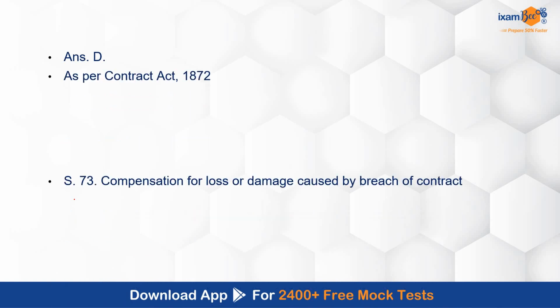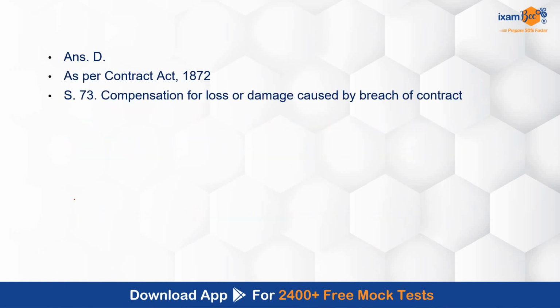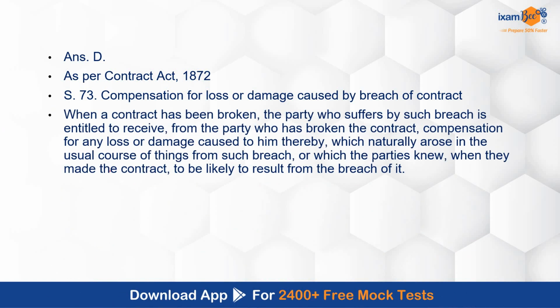As per Indian Contract Act, section number 73, compensation for loss or damage caused by breach of contract. When a contract has been broken, the party who suffers by such a breach is entitled to receive from the party who has broken the contract compensation for any loss or damage caused to him thereby, which naturally arose in the usual course of things from such breach, or which the parties knew when they made the contract to be likely to result from the breach of it.